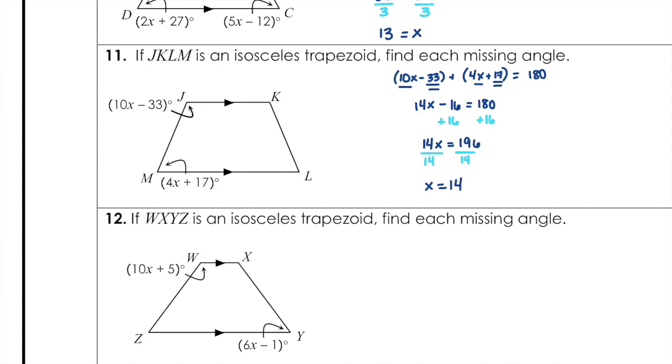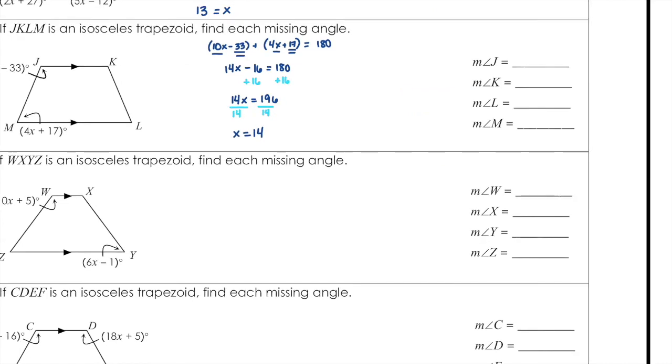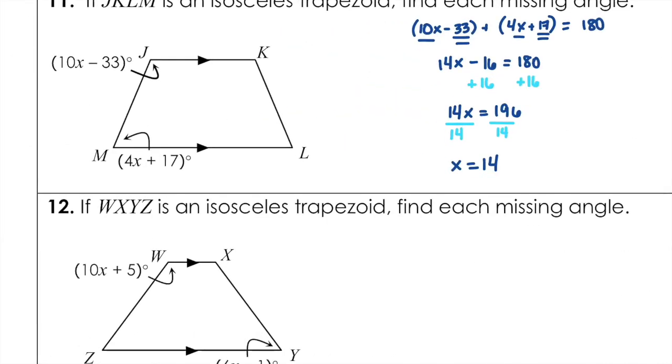But it wants us to find each missing angle. So I'm just going to plug in 14 for J and 14 for M because that's going to give me K and L as well. Because in an isosceles trapezoid, what's true? The base angles are congruent. So we got 10 times 14 minus 33. 140 minus 33 is 107.